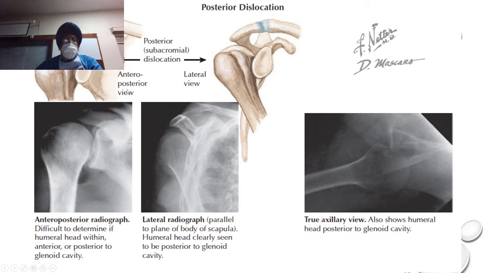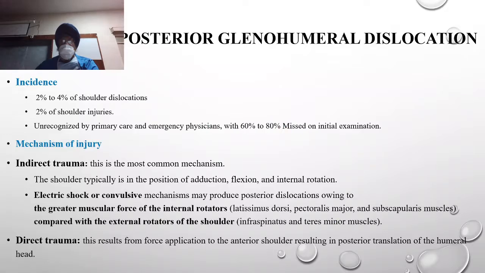So, posterior dislocation. This is the picture showing the posterior dislocation. This is the AP view and this is the lateral view. This is the height of the humerus below the glenoid cavity. This is the anterior-posterior radiograph. This is the lateral radiograph and axillary view showing the posterior displacement of the head.